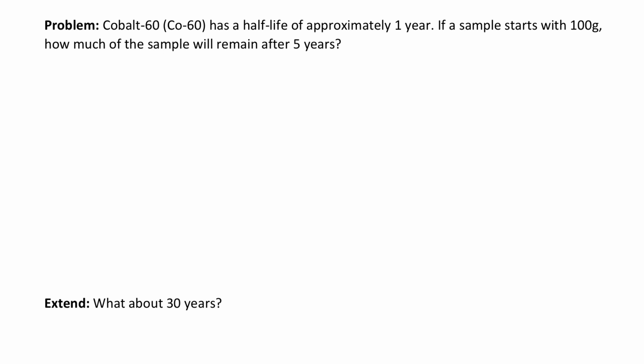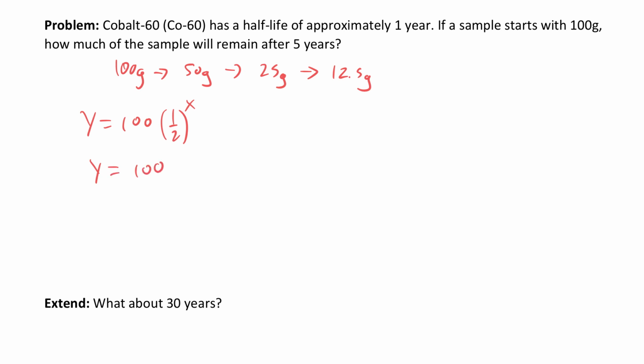So you start off with 100 grams. That's radioactive. After 1 year, you'll have 50 grams. After another year, you'll have 25 grams. And another year, you'll have half of that, which is 12.5 grams. And so each year you have half as much of the substance left. So again, we can model this with the equation y equals 100 times 1/2 to the x, where x is going to be measured in years. Then we simply plug in 5, and we use a calculator to get 3.125 grams.